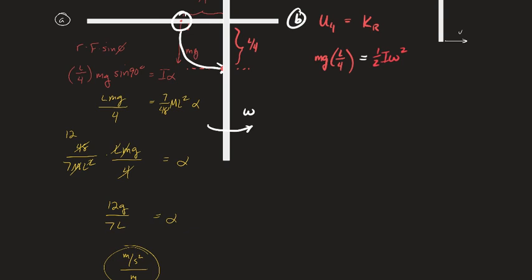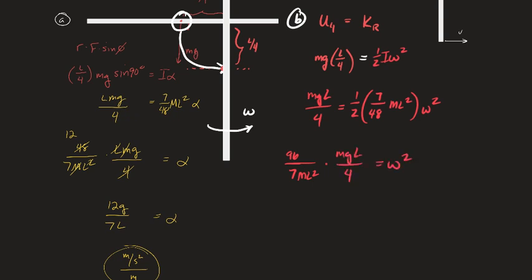Now, it's still a mess. This is not pretty. This is mgL over 4, and that's going to equal 1/2 of 7/48 ml squared times omega squared. Nothing pretty about this. It's just letters and numbers. They obey a set of rules. Follow the rules. I'll get 96 over 7 ml squared times mgL over 4. That equals omega squared. I'm trying to get omega by itself. Just doing algebra.